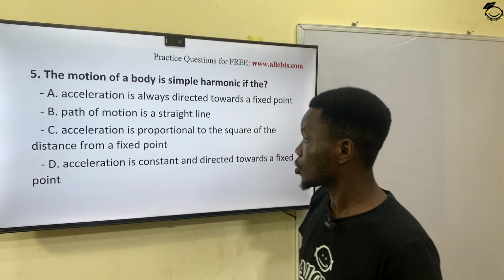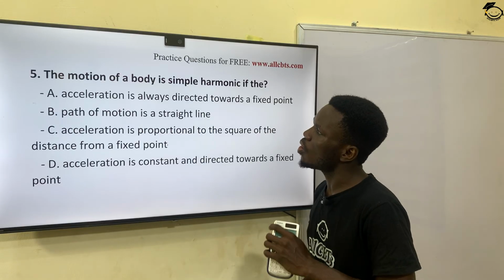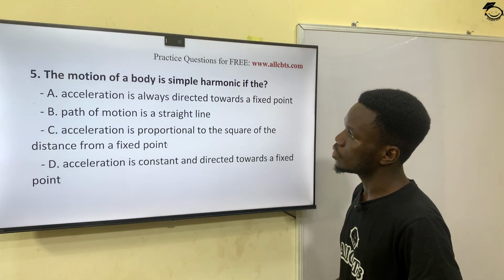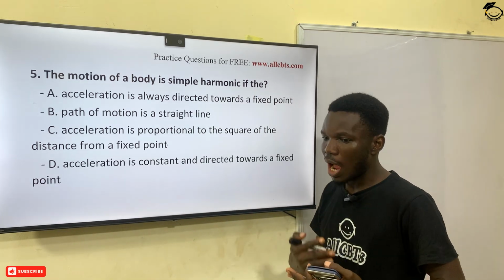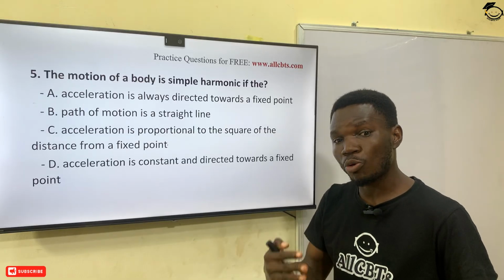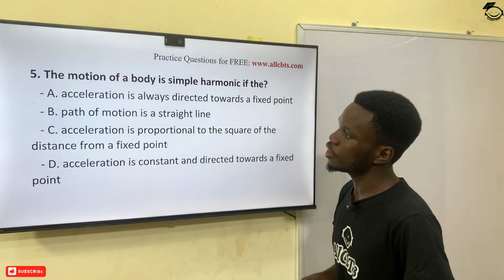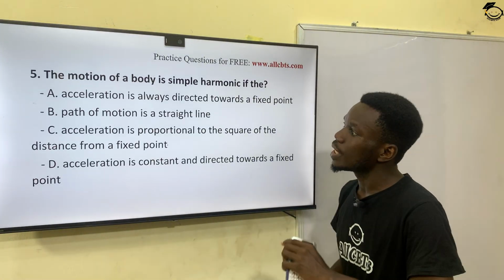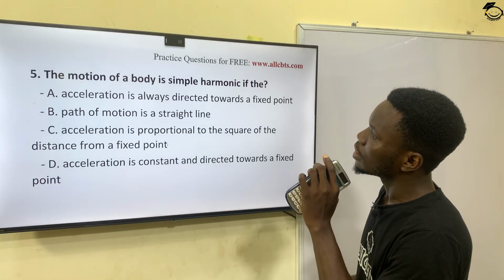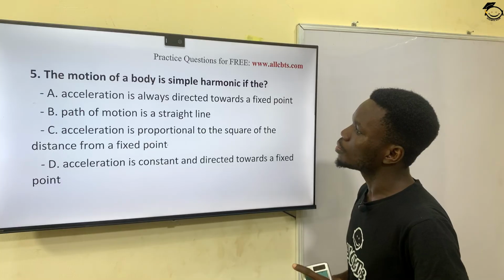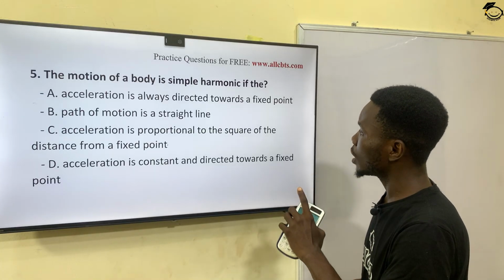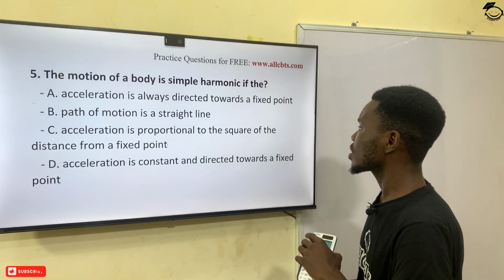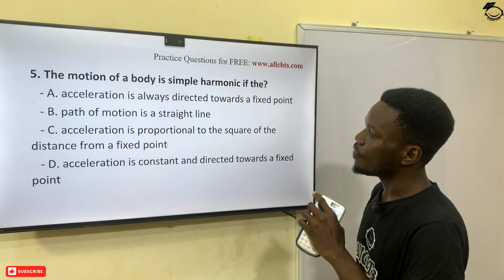Moving on to the next question, which is question number 5. It says, the motion of a body is simple harmonic if the dash. So the body is said to be in simple harmonic motion if there is a certain condition. Option A says if the acceleration is always directed towards a fixed point. Option B says if the path of motion is a straight line. Option C says if the acceleration is proportional to the square of the distance from a fixed point. Option D says if the acceleration is constant and directed towards a fixed point.